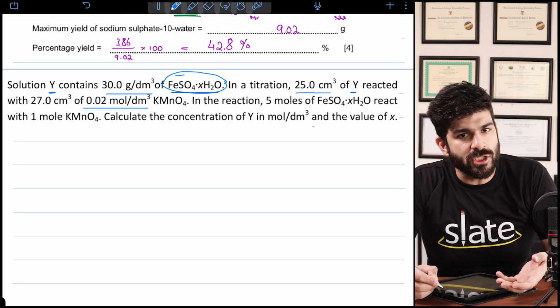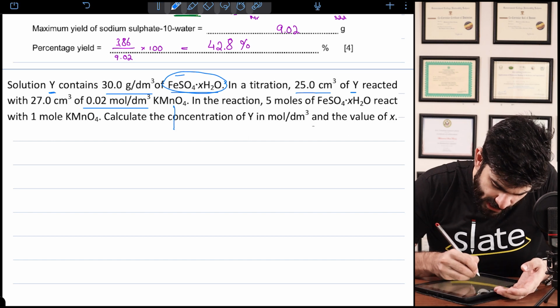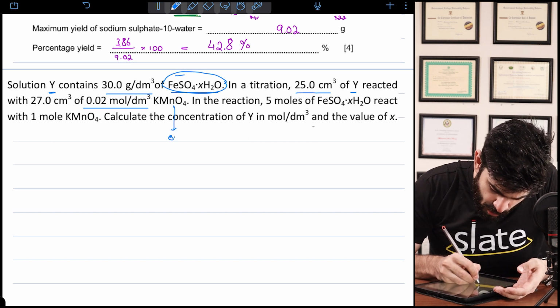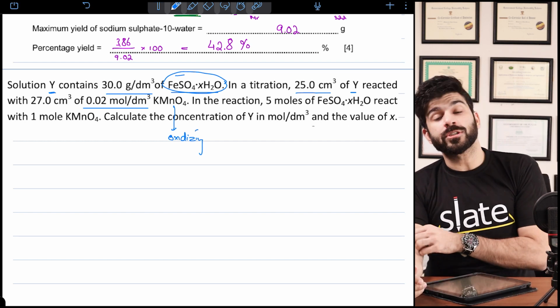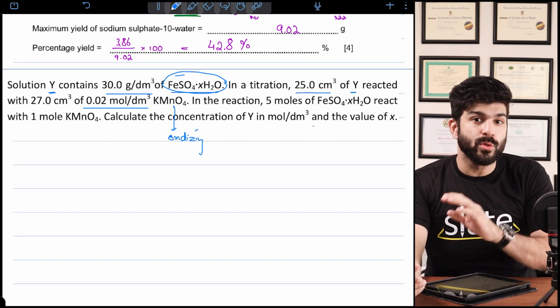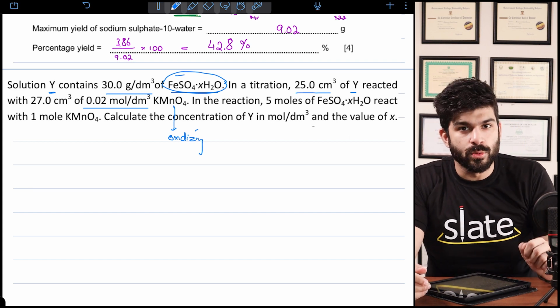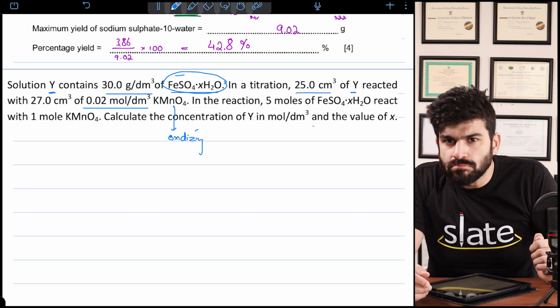This is a redox titration. Whenever we use an oxidizing agent like KMnO4, that's a redox titration. The equation for redox titration is very tough for O-level students, so that equation is always given to you. But we don't have the equation in this question. Let's see why.